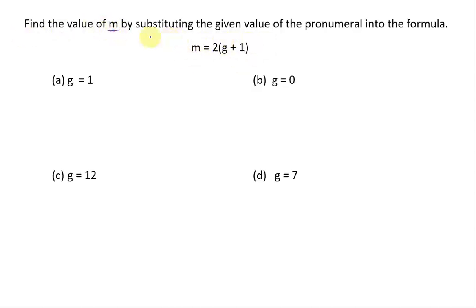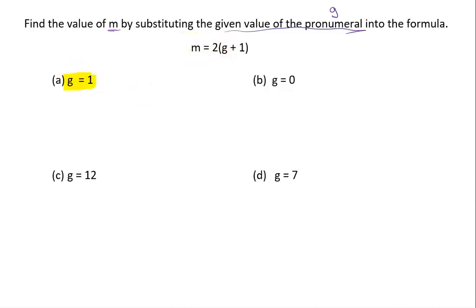Well, we're finding what m is by substituting the given value of the pronumeral. Now the pronumeral, that's our letter or our variable, that's our g. So by substituting the given value of g into the formula, here's our formula, m equals 2, bracket g plus 1, close brackets. And our first given value of g is 1. So the question is telling us to substitute 1 into the formula where the g is and find out what m is equal to. Let's put some colors on here so it's easy to see.